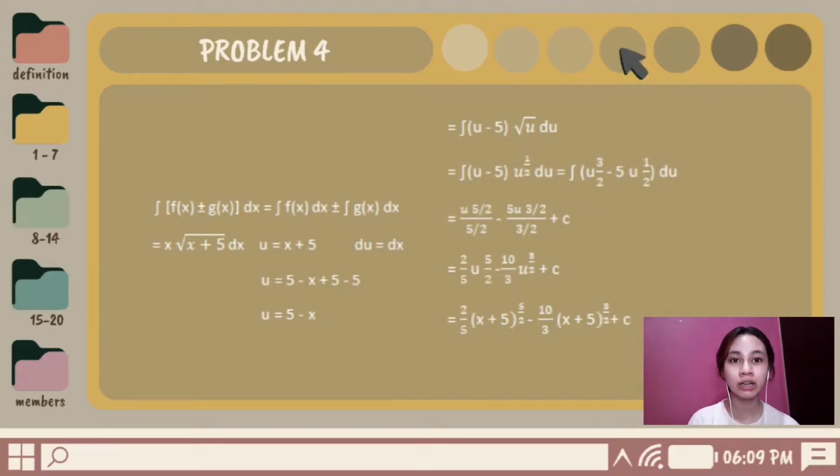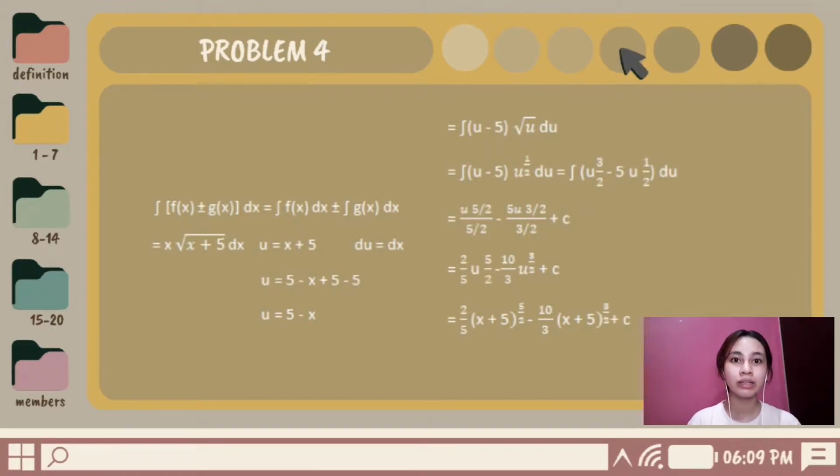Then we'll have the integral of the quantity u minus 5 times the square root of u du. Since we can change the square root of u into a fraction, we'll have the integral of the quantity u minus 5 times u raised to 1/2 du. Then distribute, it will be u raised to 3 over 2 minus 5u raised to 1 over 2 du. Then get the antiderivative: u raised to 5 over 2 over 5 over 2 minus 5u raised to 3 over 2 over 3 over 2 plus c.